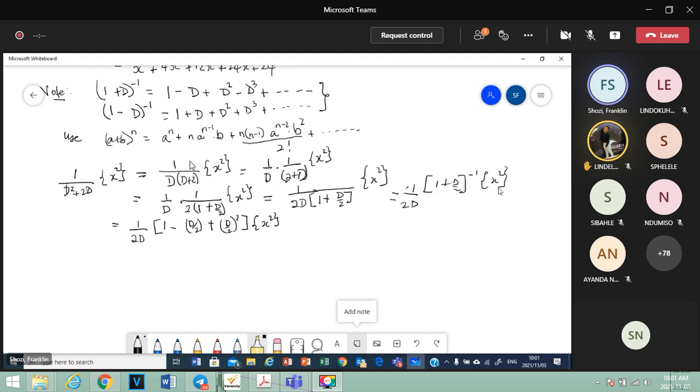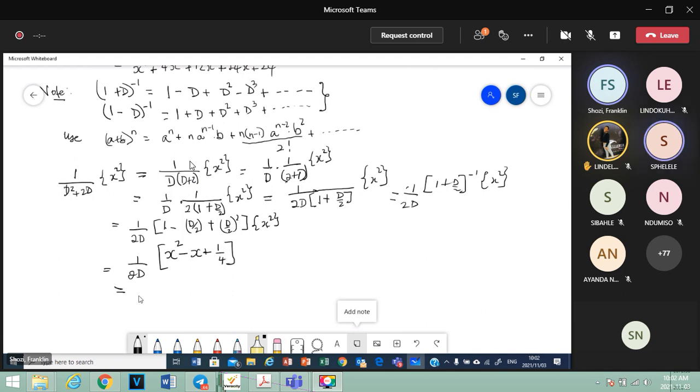Okay, right. Next, so it's 1 over 2d. Then let us apply it. What is 1 on that? That is x squared. What is d over 2? D means differentiate. Don't forget we have a 2. What is the derivative of x squared? It's 2x. 2x over 2 is just x, minus x. Then this is d squared over 4. The second derivative of x is what? It's minus 1, so it's going to be plus 1, but this is over 2 squared, that is over 4.